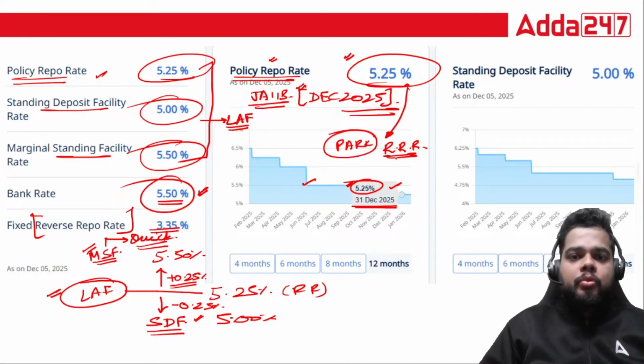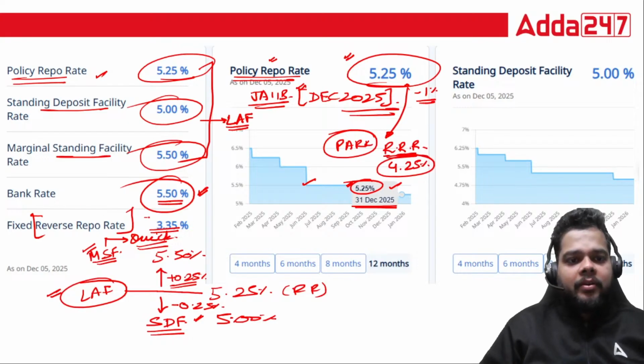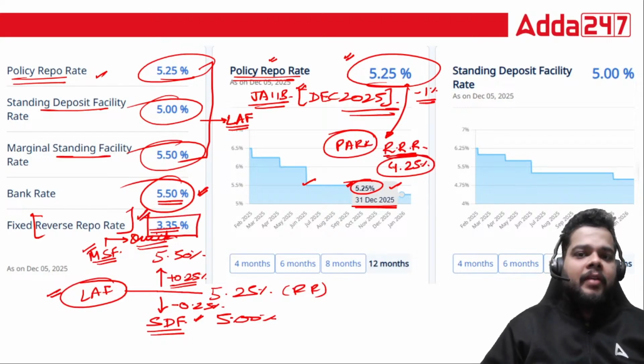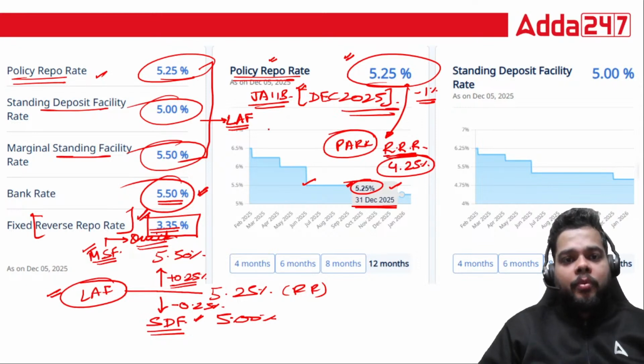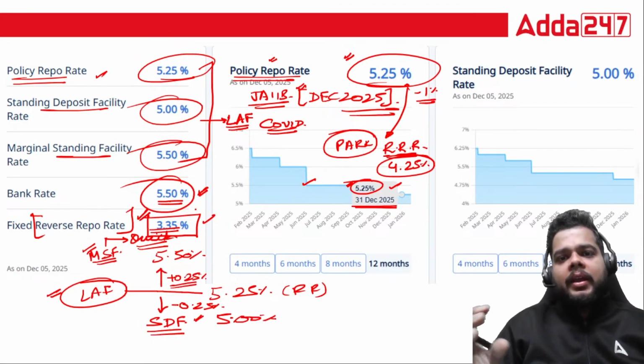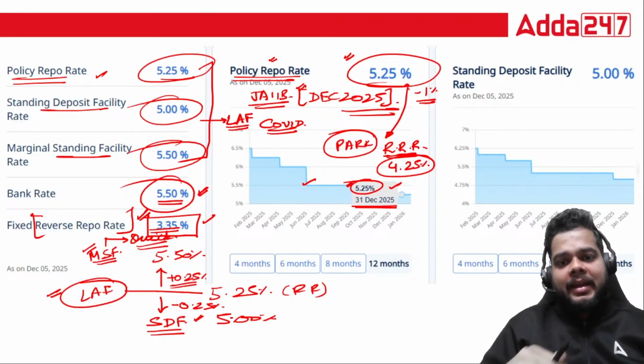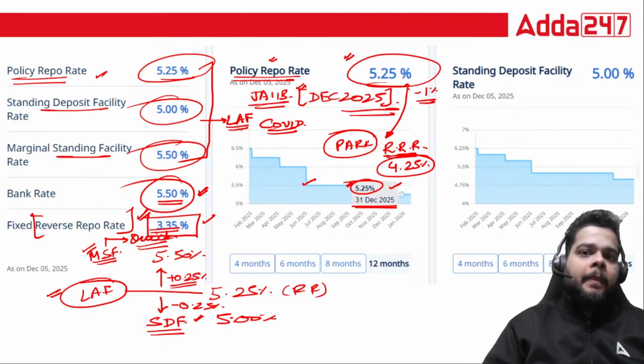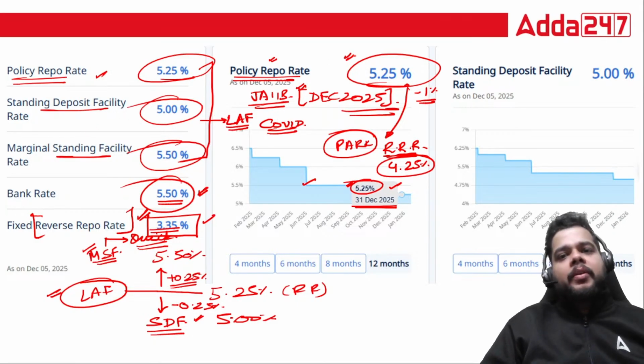Now earlier, it used to be in line, or for that matter directly linked, to your policy repo rate. So like here it is 5.25, just subtract 1%, you will get the reverse repo rate as 4.25. But when we talk about the latest number, it is 3.35. Why is this mismatch there? Because post COVID era, the RBI has not changed this fixed reverse repo rate. Right now also it stands at 3.35. Only once after COVID they changed it to 3.35, and since then it has been maintained at this number. So always remember, the latest data is very, very important for our examination.